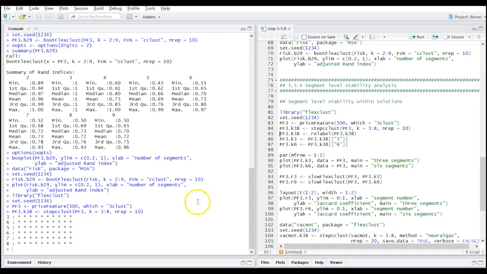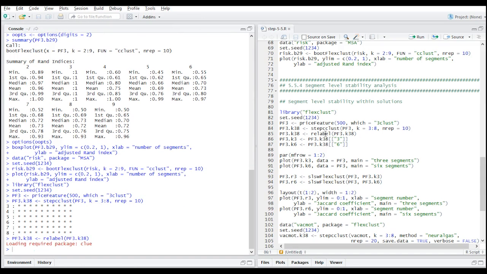So we can see the progress of the algorithm. Here the number of segments, here the repetitions for the random initializations. And then we can relabel them, which means here we have a sequence of solutions and we are relabeling it so that the numbers align over the sequence. We see this function relabel internally uses functionality from package clue. So package clue needs to be installed so that we are able to use the relabel function.